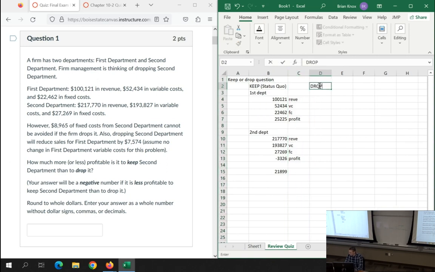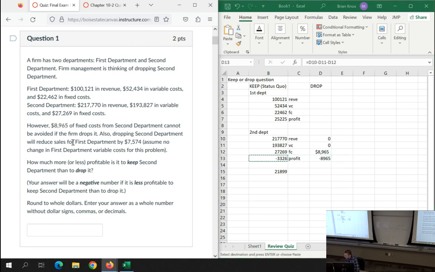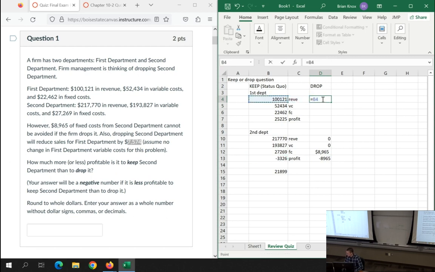We also have the possibility of dropping. Think of dropping the second department. All right. So it says we could drop the second department, and that would mean zero revenue. Also zero variable costs, but looks like 8,965 of the fixed costs would stay. Also dropping the second department will reduce sales for the first department by 7,574, and we're going to assume no variable cost changes just to make the problem simpler. So this amount minus 7,574, and everything else stays the same.